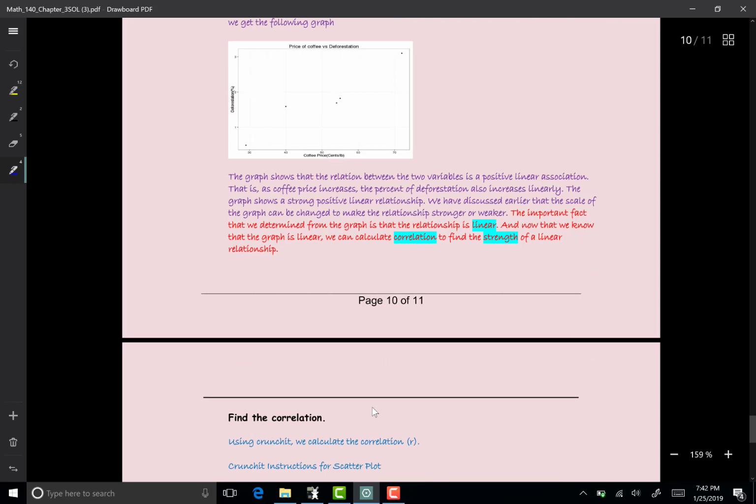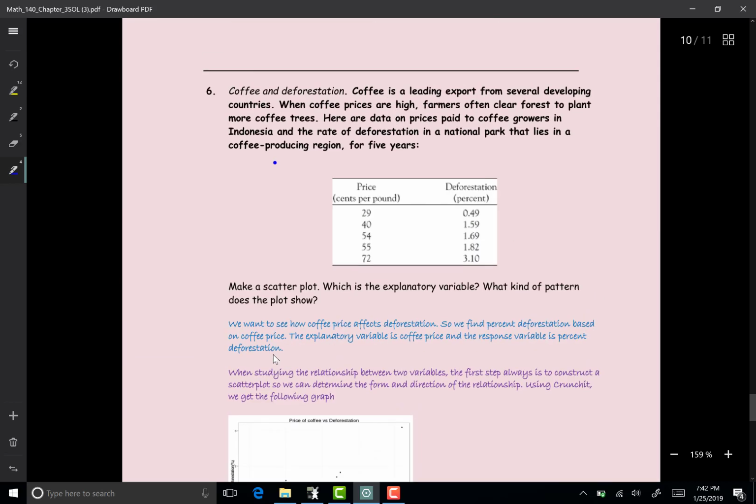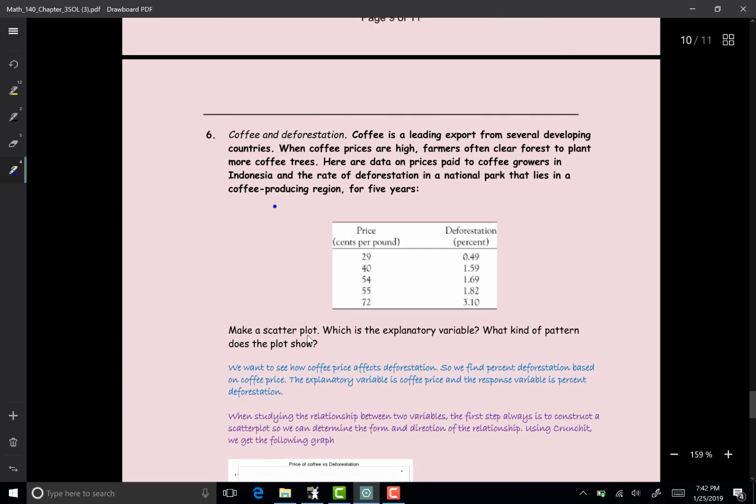You can see this linear trend. What I want to show you is on the next page, she shows you how to find the correlation and crunch it. But I think somebody had asked me how to do that on the calculator, so I want to show you that. So let's go back up here to the data, and what we're going to do is put that in our calculator.